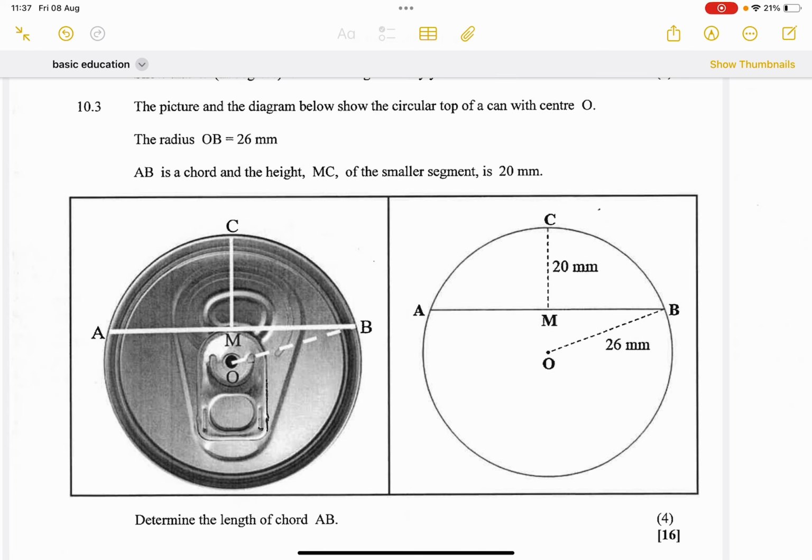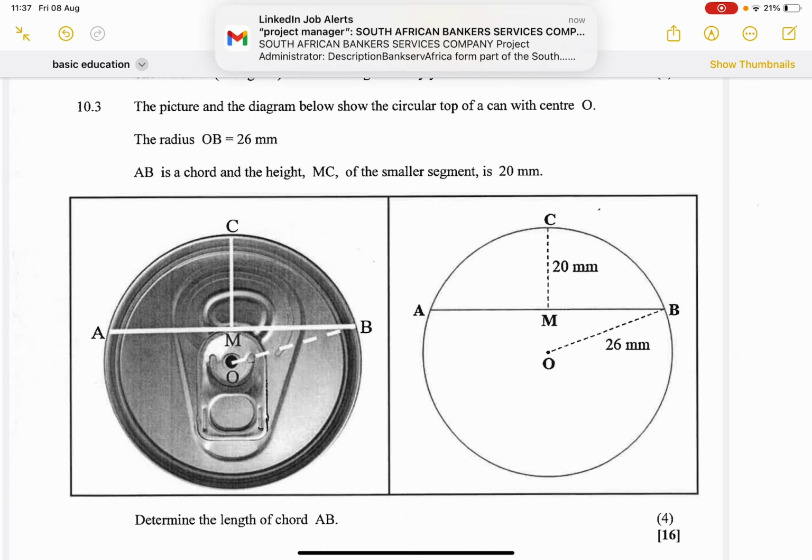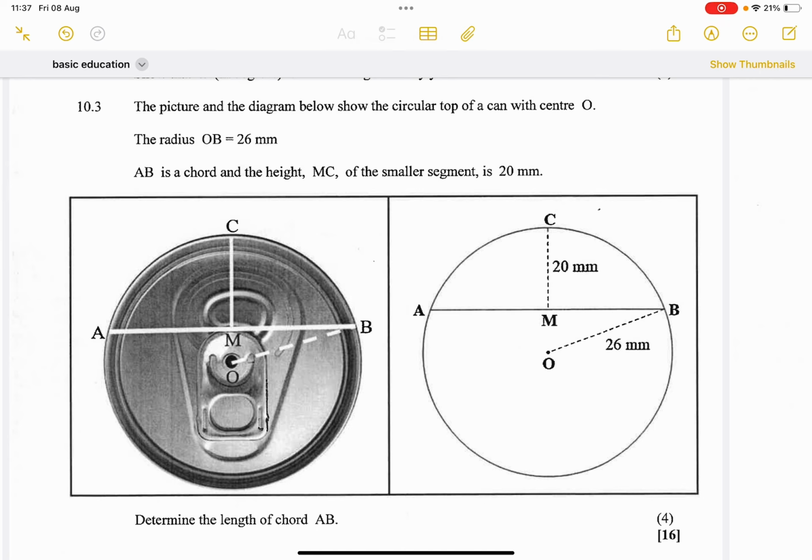And this is from the May-June Technical Maths Paper 2 exam. Let's get right into that.